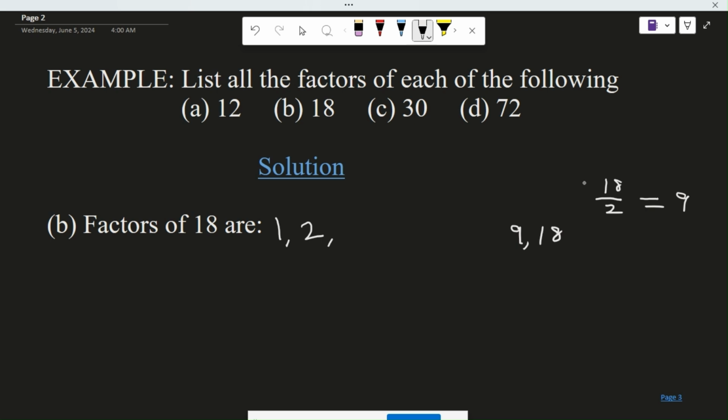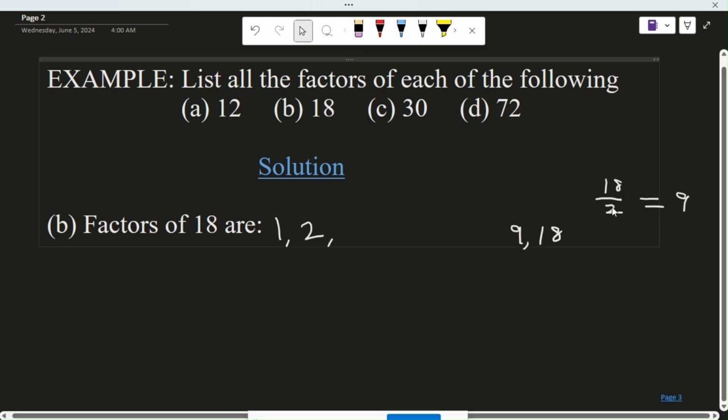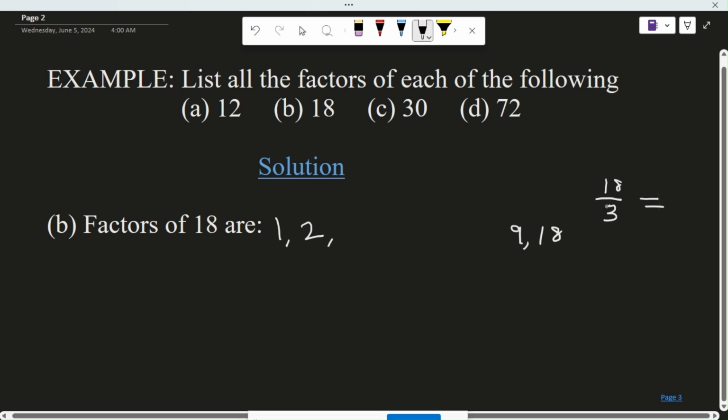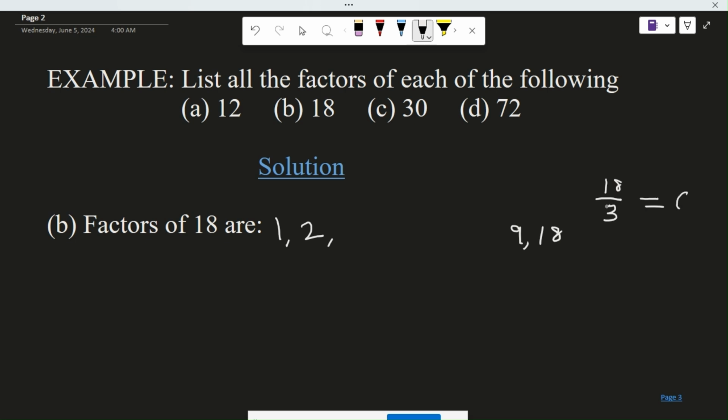Alright, that is done. The next one is to use 3. Let's check 3. So I'll use 3 to divide 18. I have 18 divided by 3, and my answer will be 6. So I have 3, comma, and 6.